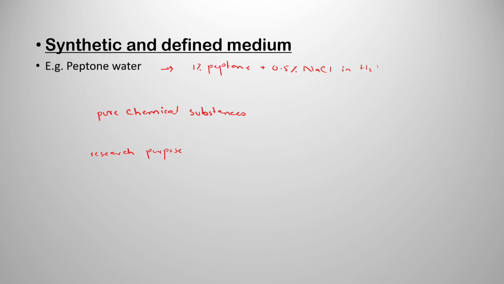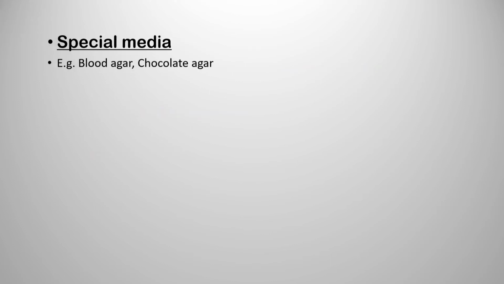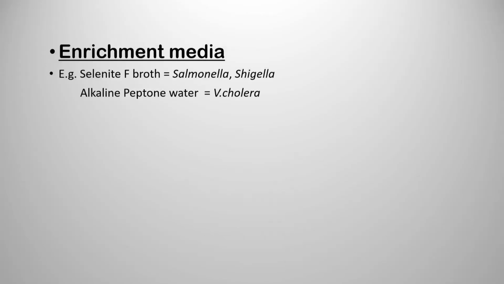Third one is synthetic or defined media. Example is peptone water. This media is especially prepared from pure chemical substances for research purposes, and the composition of every component in this media is very well known. Example, peptone water, which includes 1% peptone and 0.5% NaCl in water. This media is especially used for those research purposes.